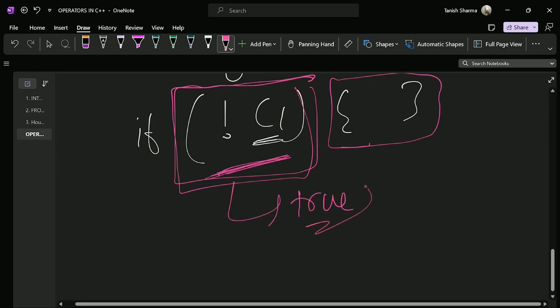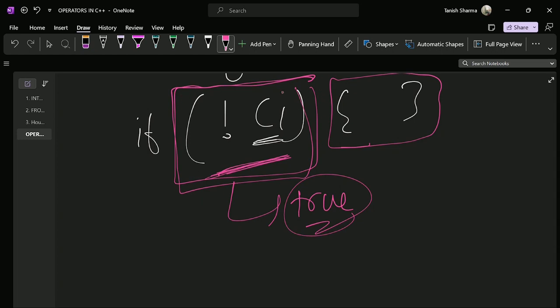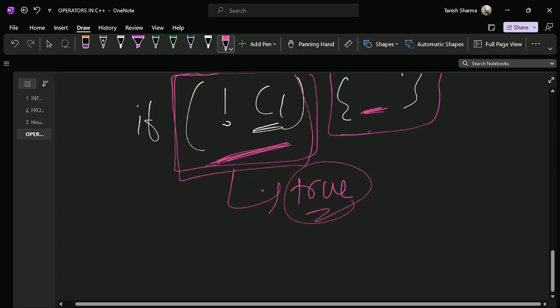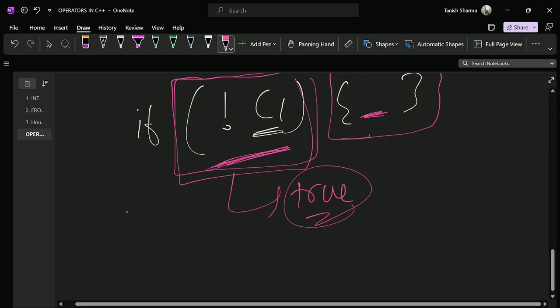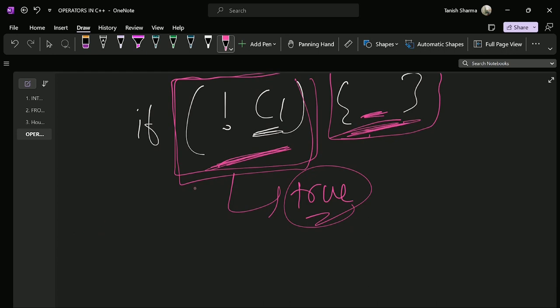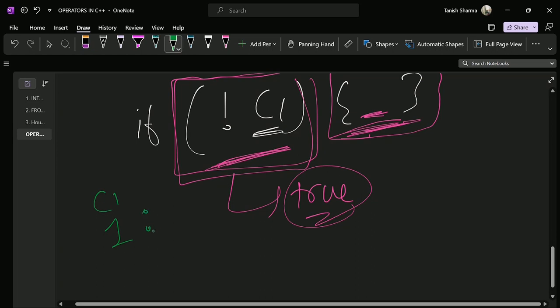I am talking about this as a whole. So if this whole condition is true, only then this block will get executed. So what does that mean? If I want to execute this, what should it be? Let's say initially our condition C1 was 1. What is the NOT of this? Its NOT would be 0.